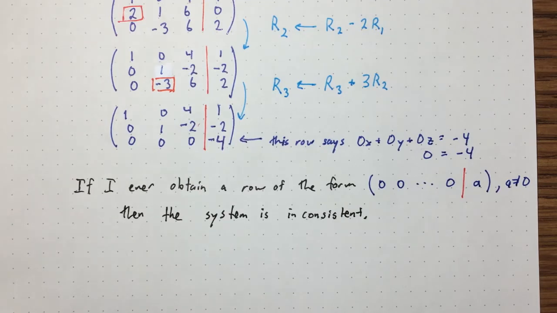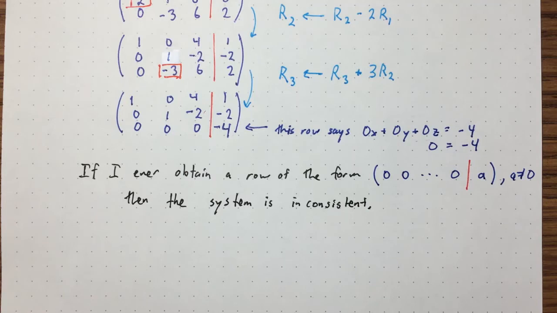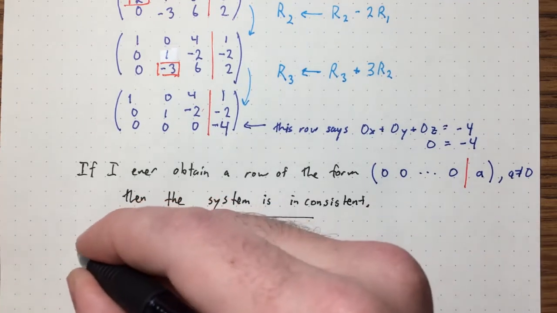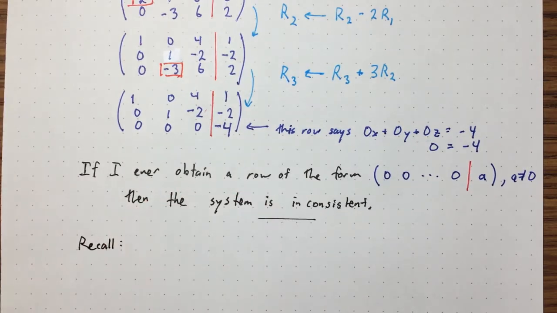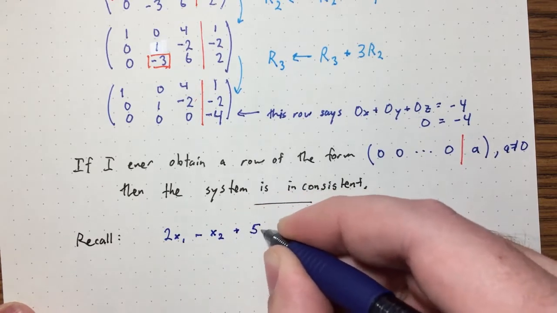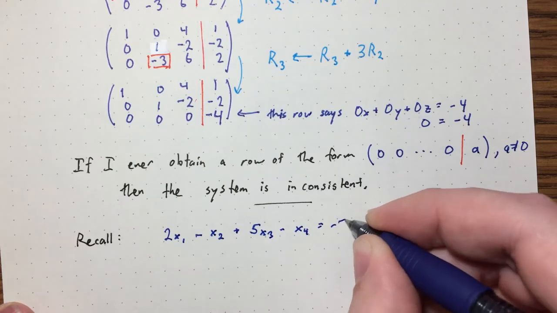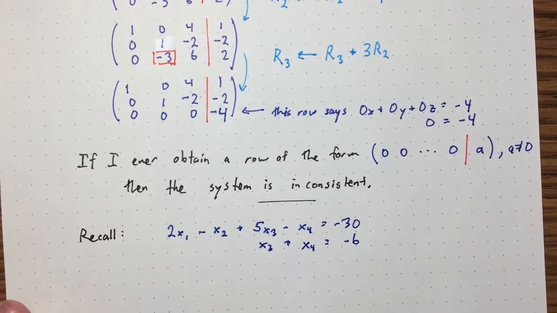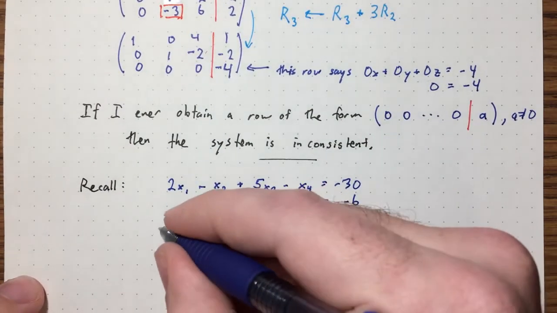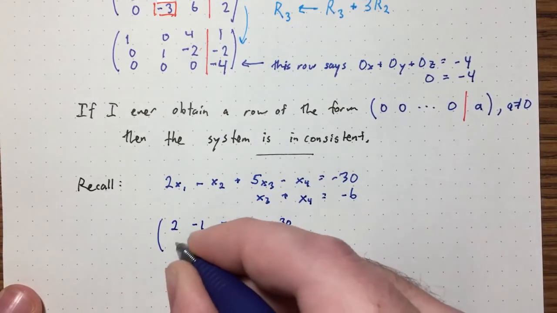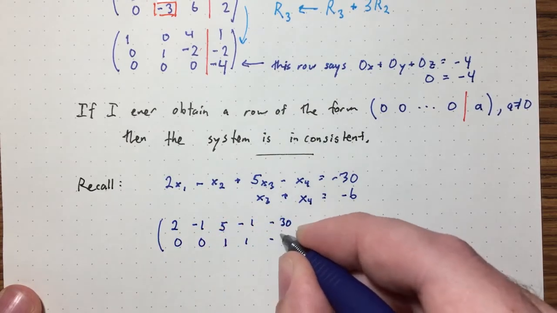Okay, so next I would like to introduce what's known as echelon form. Just to motivate this a little bit, let's recall, I think we had one other example last time that looked like this. Plus 5x3 minus x4 equals minus 30. And then we had x3 plus x4. This one actually turned out to have infinitely many solutions. Okay, let's write down the augmented matrix that this corresponds to. 2, negative 1, 5, negative 1, negative 30. And 0, 0, 1, 1, negative 6.